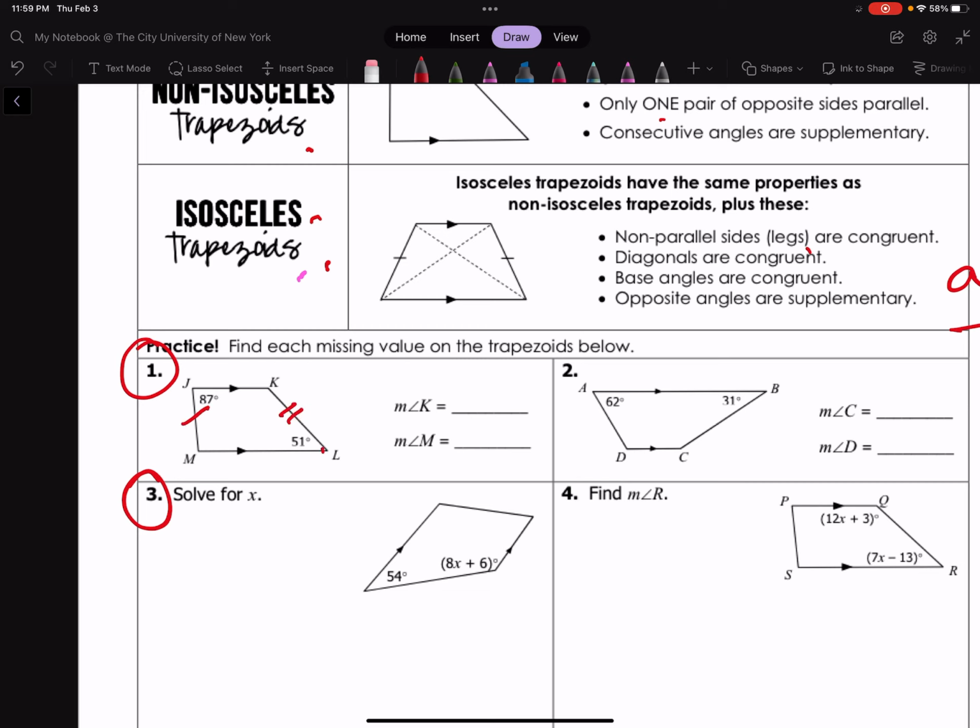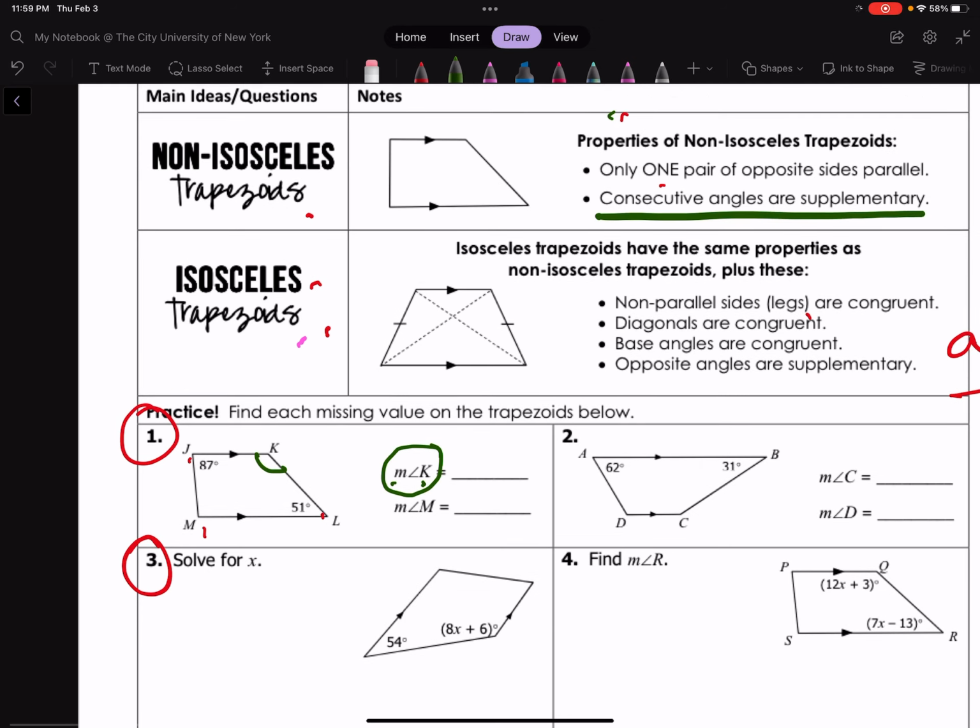This is like this, this is like this. So they are not congruent, so they are non-isosceles. Okay, so what do I need to find? The measure of K. How can I do that? I can easily do that by using the fact that consecutive angles are supplementary. Who are consecutive? Among these parallel sides, the interior angles. So if it is supplementary, you can get K by subtracting 51.